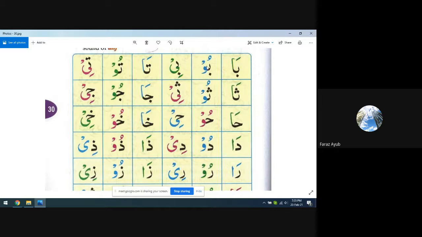Waw madda is when the waw has a sukun sign and its previous letter has a pesh. So we stretch the word, just like ba pesh waw, boo. Next, ya madda. When ya has a sukun sign and its previous letter has a zer or kasra, then we stretch the word, just like ba zer ya, b. That's why we are stretching. The reason for stretching is fatha and alif, pesh and waw, zer and ya. When they come together, we stretch that word. Otherwise, we cannot stretch.